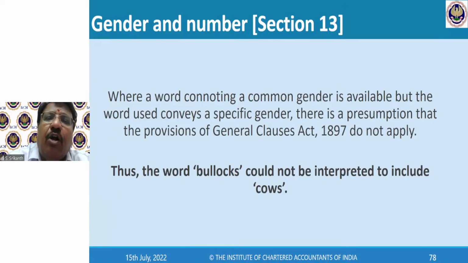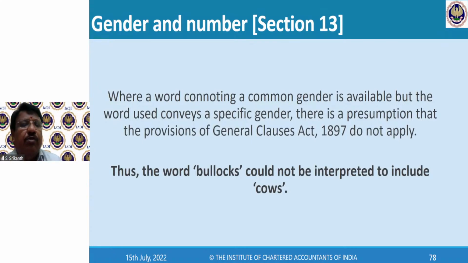But where a word connoting a common gender is available, but the word used conveys a specific gender, there is a provision that the provisions of the General Clauses Act do not apply. That is, there should be a common gender word. Okay, that common gender word is available. Then the word bullocks, okay, male, cannot include a cow. There is a common gender word called cattle. If you wanted commonality, you could use cattle. Instead, use the word bullock. Bullock is a male. Cow is a female.